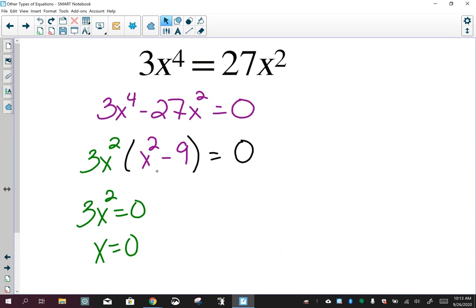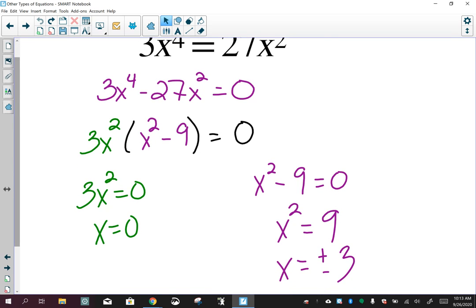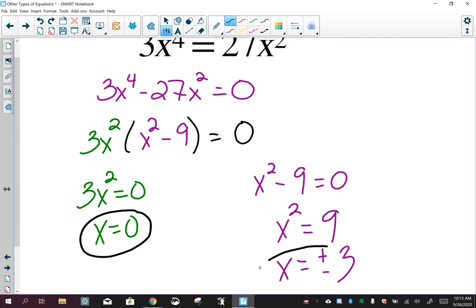I'm going to do the same thing with the x squared minus 9. There's my x squared minus 9. Kick that 9 over. I get x squared is equal to 9. And then our square root property says that when you take the square root of both sides, you get x equals plus or minus 3. So my three answers for this problem are 0 and plus or minus 3.